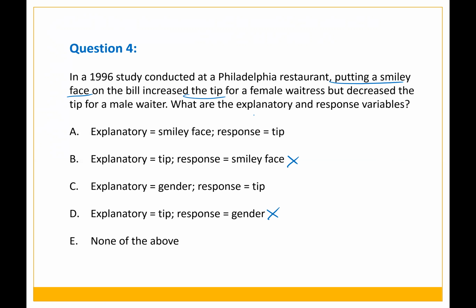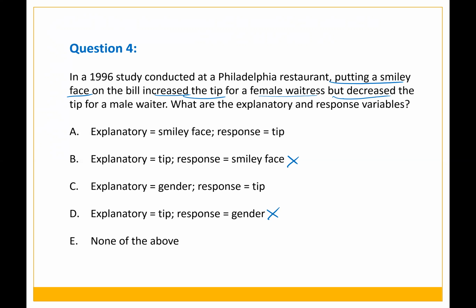If you look at the study here, it looks like every server, waitress or waiter, has to put a smiley face, and it just measures whether the tip increases or decreases depending on their gender. So it increased for female and decreased for male. So it looks like everyone has to put on a smiley face. So it's not an explanatory variable, because if it were, someone would put on a smiley face and some would not. But everyone here has to put one on, and they see what changes in the tip.